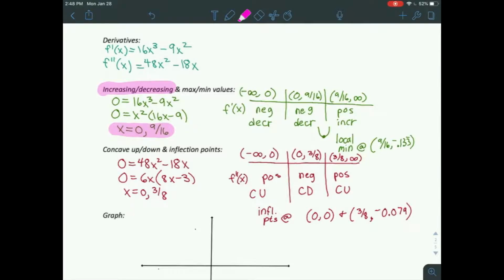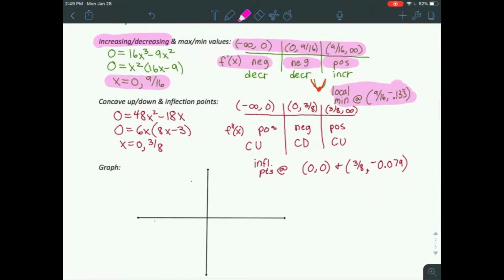Break up your number line. And then plug a value in each of those intervals into your first derivative to test whether it is increasing or decreasing. And then since we knew it went down and back up, we're going to have a local minimum at 9/16, and we'd have to plug it back into the original to get your y value. So that you've done before.